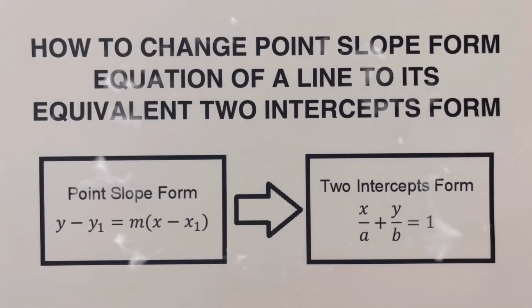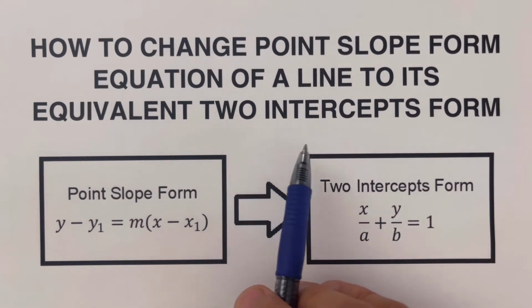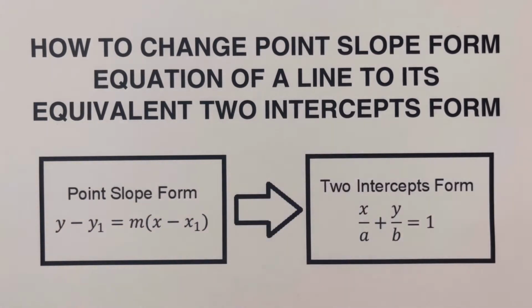Everyone. This video will show how to change point-slope form equation of a line to its equivalent two-intercepts form. So what's going on here is that we're given the point-slope form of a line and we're supposed to transform it to its two-intercepts form.